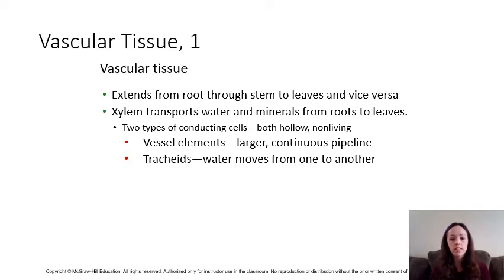The xylem uses two types of cells to move water and nutrients from the soil to the leaves: vessel elements and tracheids. The vessel elements form a pipeline that is larger than the tracheids and allow for a continual flow of nutrients and water. The tracheids also connect together to allow the water to flow through them.